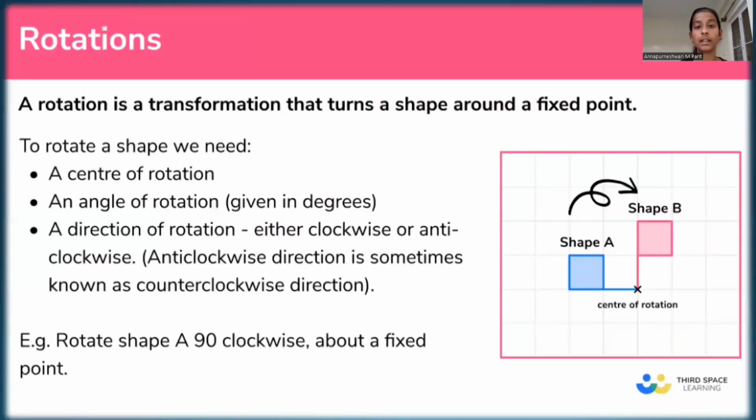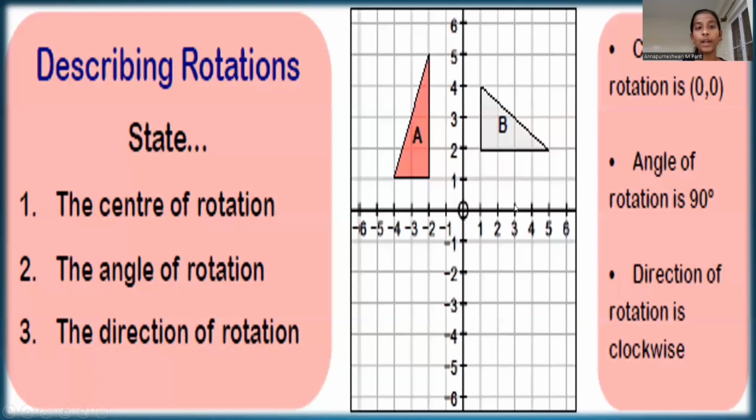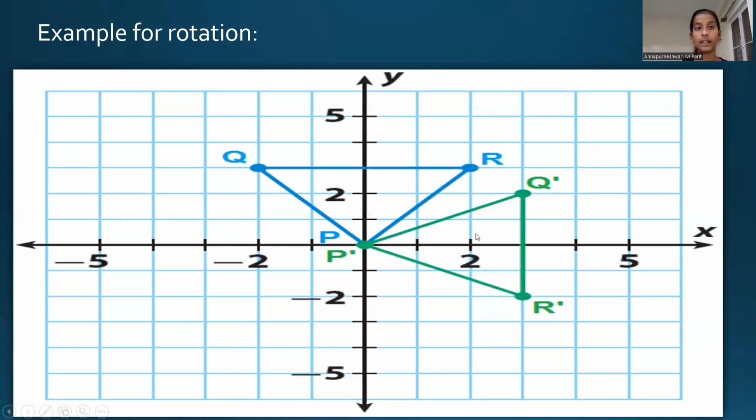So the next topic is rotation. Rotation is a transformation that turns a shape around a fixed point. To rotate a shape, we need a center of rotation, an angle of rotation, and a direction of rotation. For example, rotate shape A 90 degrees clockwise about a fixed point. To clarify, this is a pictorial representation of a rotation describing the rotation steps. The first is the center of rotation. The second is the angle of rotation and the direction of rotation. And it is another example of the rotation.